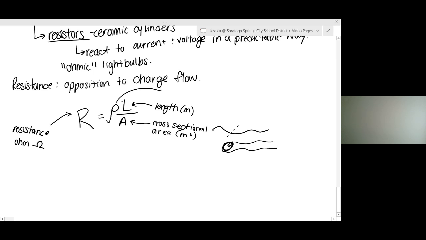And then again, this Greek letter rho here, that measures something called the resistivity, and I'll talk more about what resistivity is in a second, and that's measured in ohms times meters, or ohm meter in parentheses.